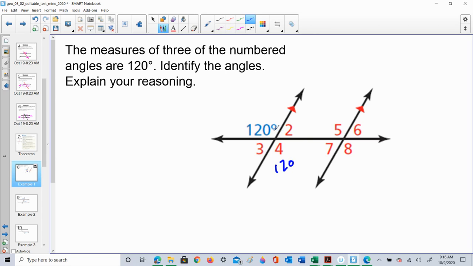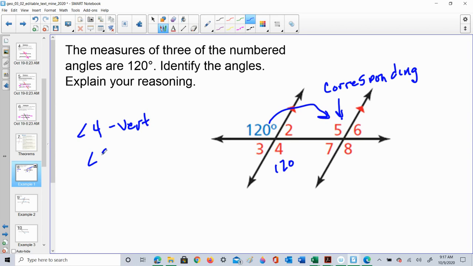Now, what relationship does this angle have with 5? Well, with angle 5, they are corresponding. So those are corresponding angles. And by the corresponding angles theorem, we know that these two angles are congruent. So angle 5 is also 120. So we have over here angle 4, vertical angles, angle 5, corresponding.